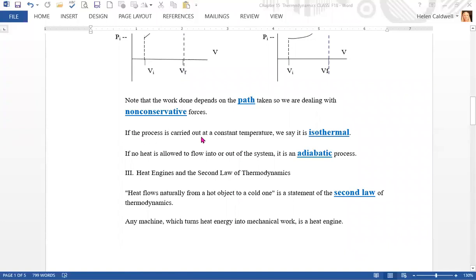If you carry out your process at a constant temperature, we say it's isothermal. If we restrict it so heat is not allowed to flow into or out of the system, we call it adiabatic. We're just learning some terms. If you need this for your specific discipline, they'll define these terms for your specific instances. And I'm trying not to add too many physics terms to clutter up your brain.